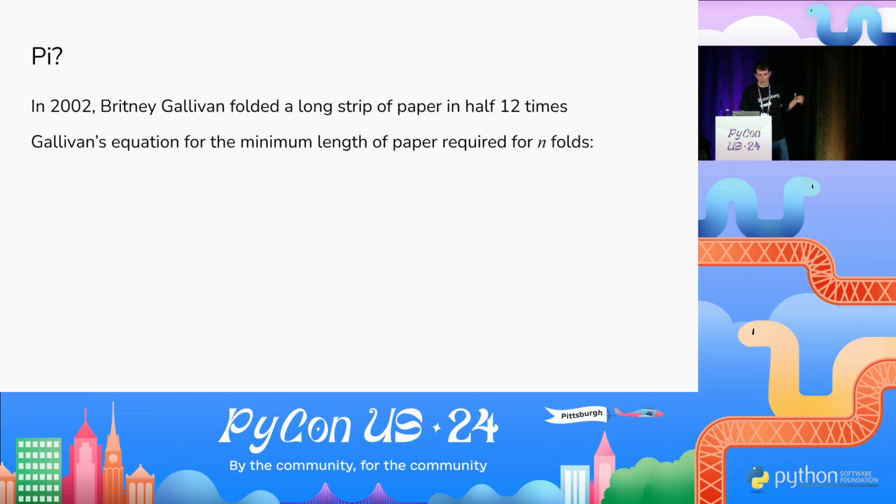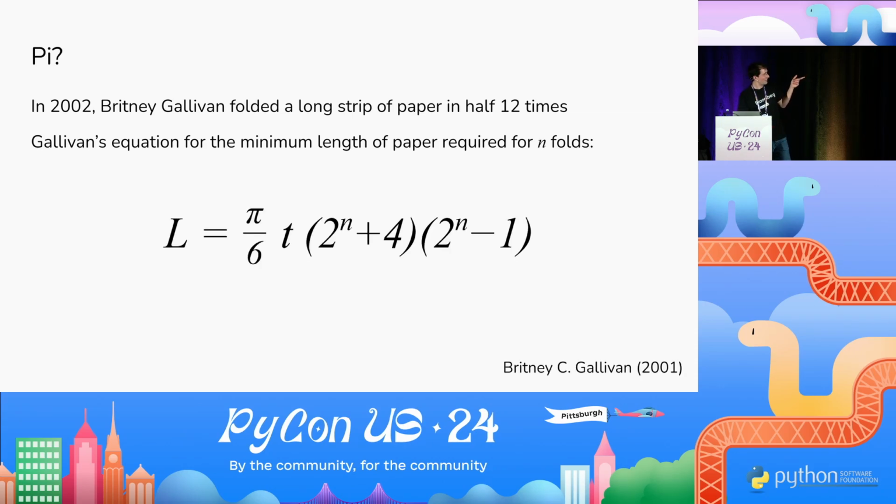Gallivan derived an equation to find the length of paper required to fold the paper n times. And the equation is quite a lot more complex than you might expect. It looks like this, where L is the length of paper that we need to do n folds. T is the thickness of our paper.